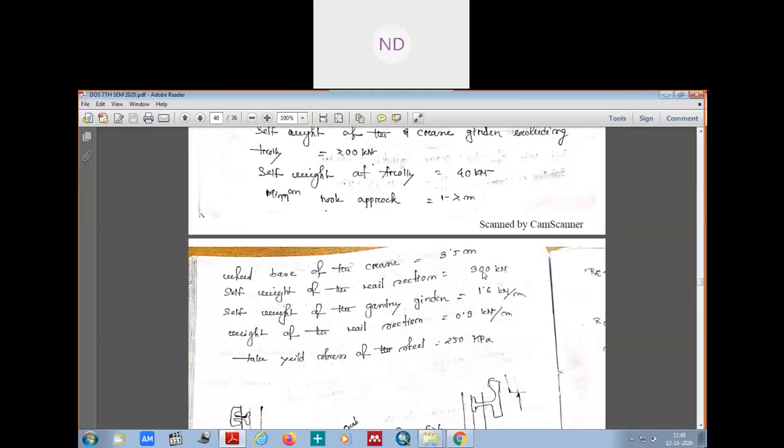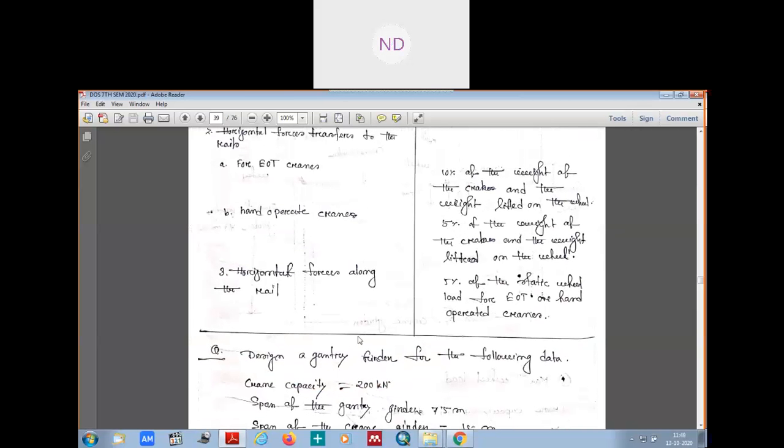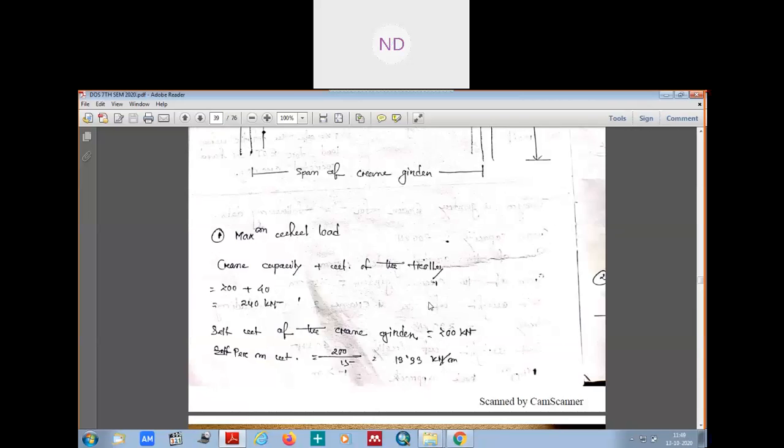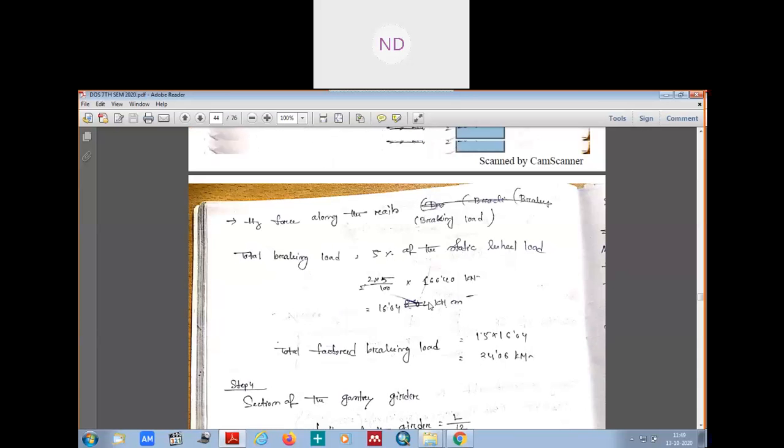If I show you here, the horizontal force along the rail is to be taken as 5% of the static wheel load, for both the electronically operated as well as hand operated cranes. So the braking load, the horizontal force along the rail, is 5% of the static wheel load. The load on each wheel was how much? 160.40. Okay, so two wheels on each rail.